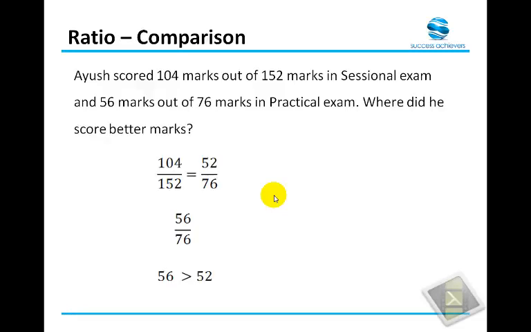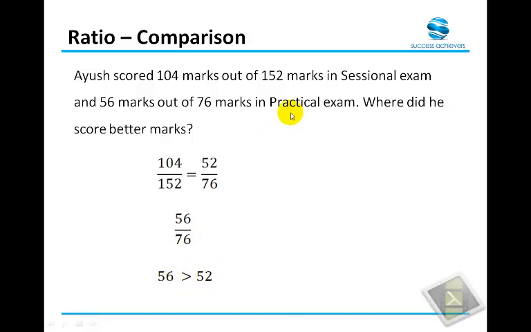Another example, Ayush scored 104 marks out of 152 marks in the sessional exam and 56 marks out of 76 in practical. So where did he score better marks? Right, so we straight away use ratio to compare. So Ayush's score in sessional marks is 104 upon 152, which is 52 upon 76. And in practical, he got 56 upon 76. So can we easily compare since the denominator is the same? That is, 56 is greater than 52, which means he scored better in the practical exam.